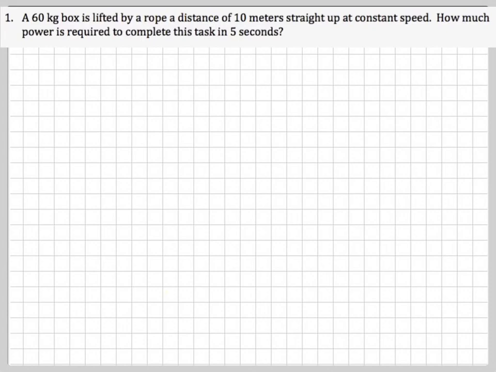So the question says that a 60 kilogram box is lifted by a rope a distance of 10 meters straight up at a constant speed. How much power is required to complete this task in 5 seconds?